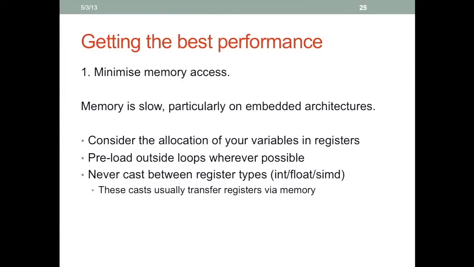You should preload variables outside loops wherever possible. So if you have an expression that pulls data from a structure inside your loop, and for some reason the optimizer can't move that out of the loop on its own, you've got a problem. So I prefer to do that manually, make sure that any variables are loaded as far outside of my inner loops as possible. And never ever cast between register types. This goes back to the whole float scalar thing. These casts almost always transfer via memory.